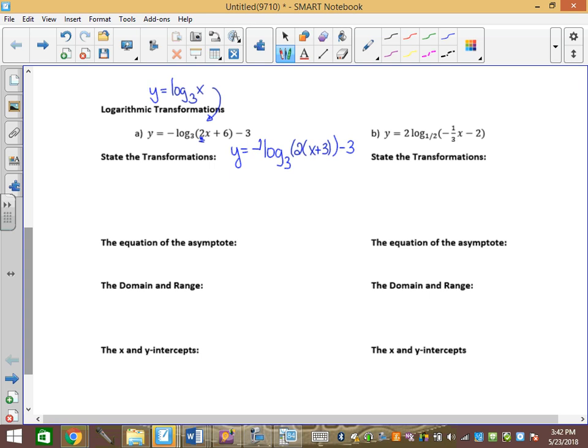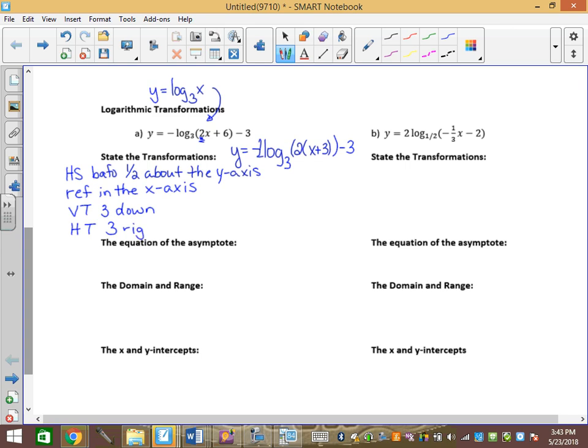So we have no vertical stretch. A vertical stretch would be in front of the log here, and we have a 1, so we don't have a vertical stretch. We have a horizontal stretch by a factor of, and remember, you would never write BAFO. You would write horizontal stretch by a factor of. You'd write the whole thing out because we can't assume that people know our short form. 1/2, because it always flips, about the y-axis. We have a negative in front of the log, so we have a reflection in the x-axis. We have a vertical translation 3 down, and we have a horizontal translation 3 right.